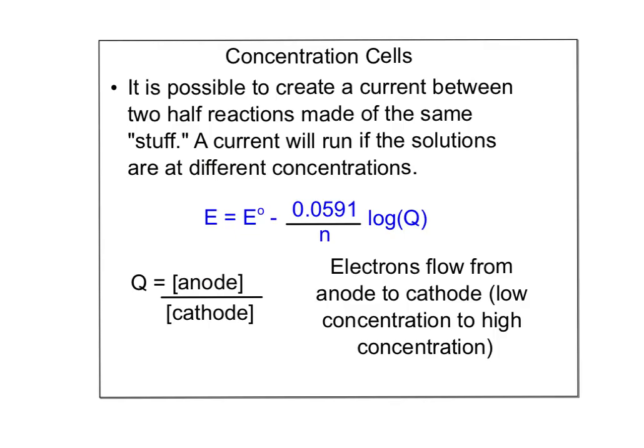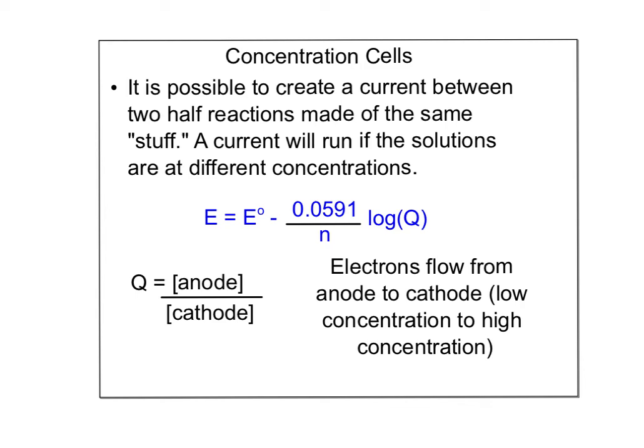All right, the last thing that we need to talk about for this section are called concentration cells, and it is possible to create a voltage on a wire if the half cells are made of the same stuff. We can get a current. The only requirement is the stuff has to have different molarities. So we can use the Nernst equation, and instead of products divided by reactants, because technically they're the same half reactions, we're going to do the anode over the cathode, and the electrons flow from the anode to the cathode, which is going to be the low concentration cell to the high. So we're really taking the low concentration cell divided by the high concentration.